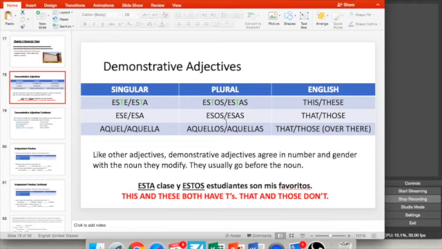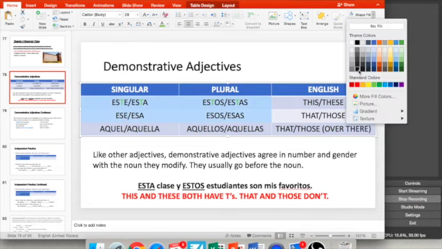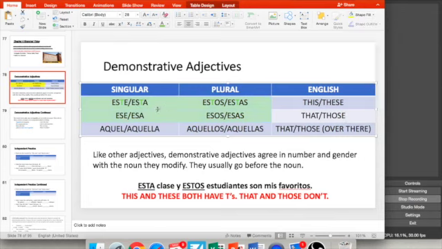So you use these top four here very commonly whenever something is very close by. We're going to use este, esta, estos, estas, este, esa, esos, esas when things are close by. But when they're further away, distance-wise, we have to use aquel, aquella, aquellos, or aquellas. So try to remember the rhyme that this and these both have T's, that and those don't, and then you can think about the others as distance.